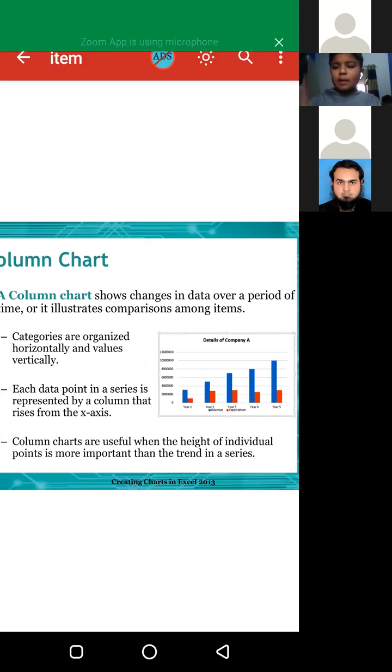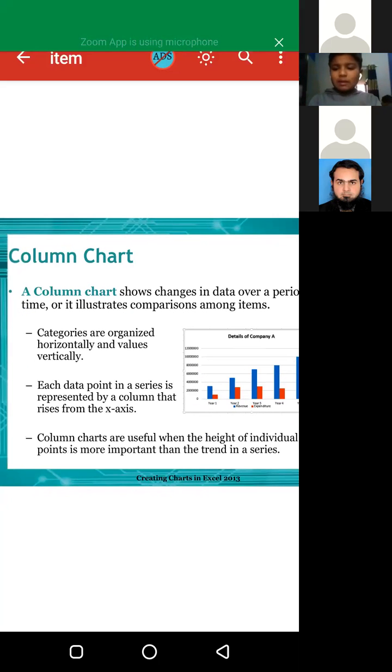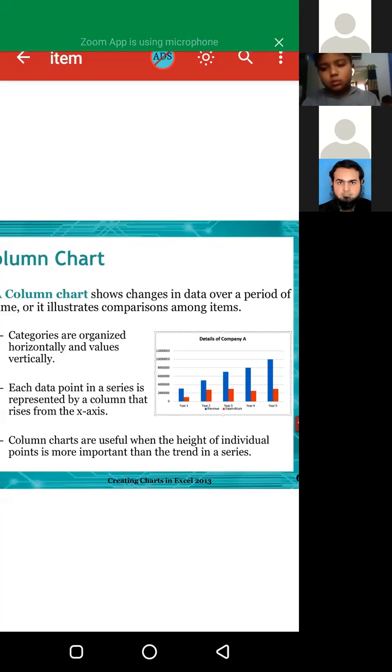This is about the column chart. It is very simple. It is giving the definition and, as shown in the figure.